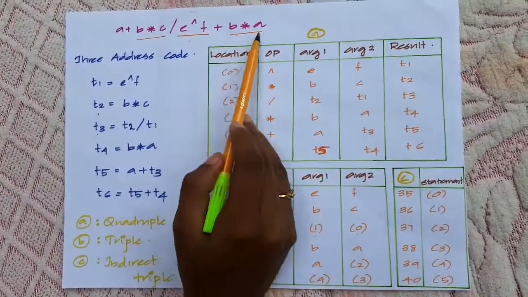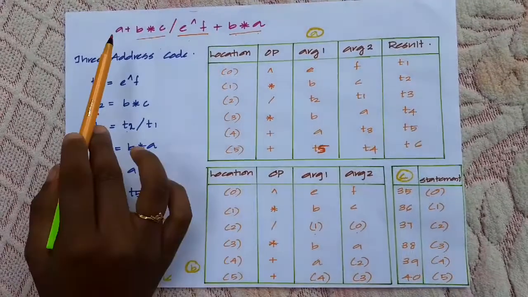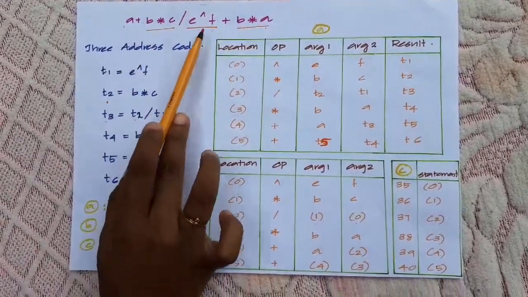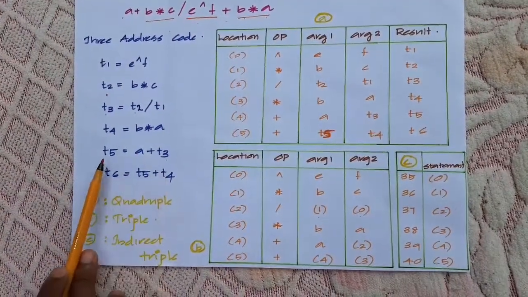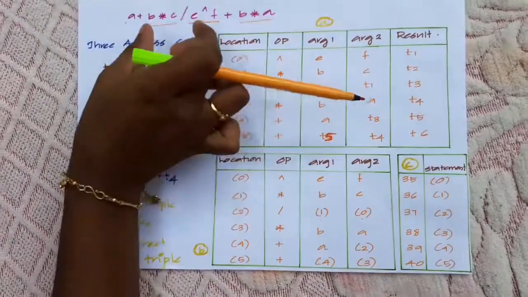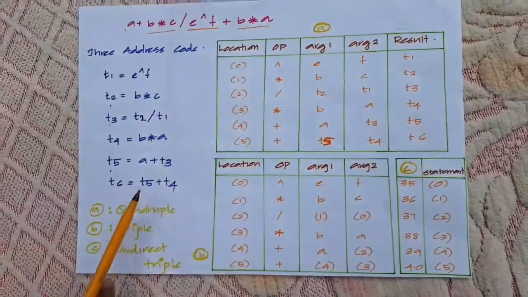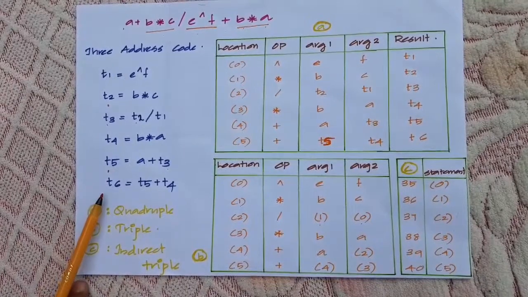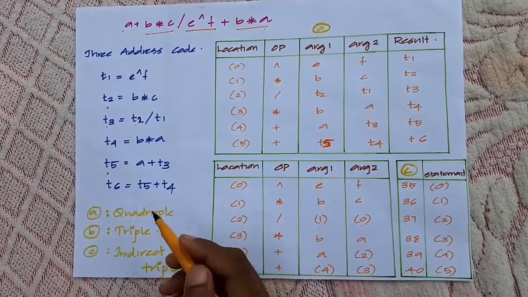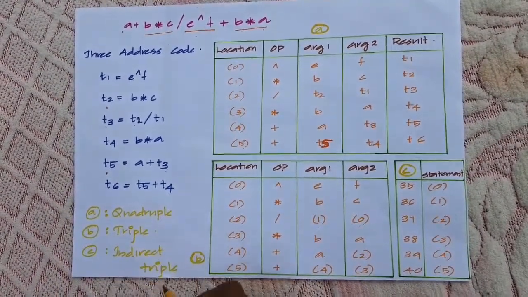Then we assign b * a to t4. Then we add a + t3, which is assigned to t5. And finally we add the two results together, that is t5 + t4, and assign it to t6. Now we have to represent it as quadruple, triple and indirect triple.